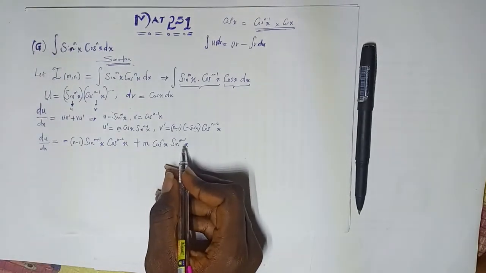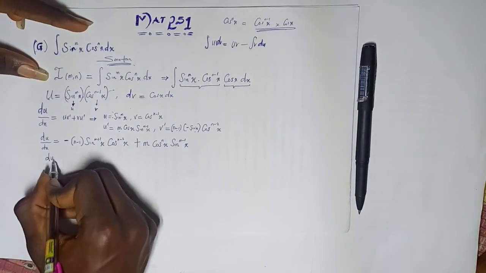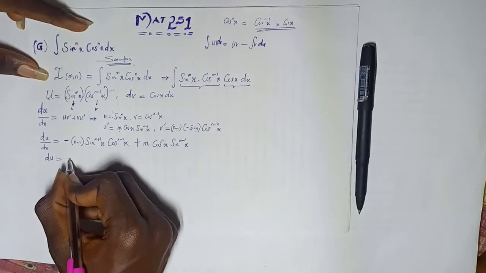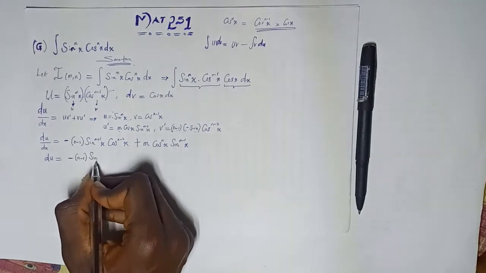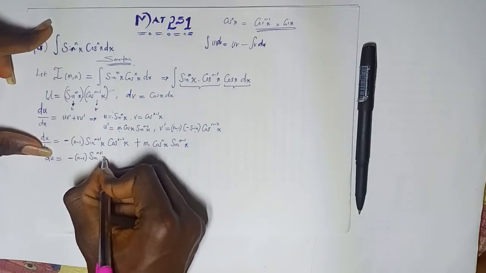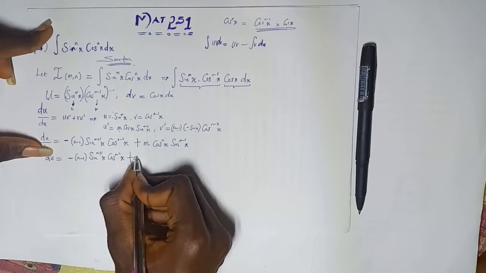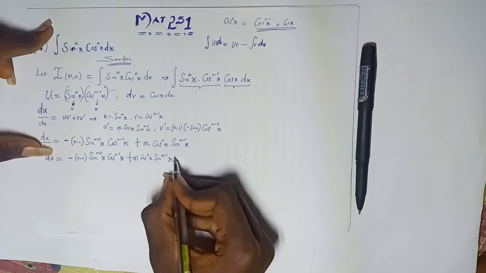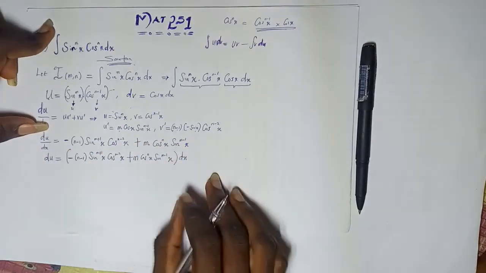So therefore, we decide to make du the subject of the formula. When you make du the subject of the formula, we end up having minus (n minus 1) sine of (m plus 1) of x cos n minus 2 of x plus m cos nx sine n minus 1 of x, all in dx. So when you multiply both sides by dx.